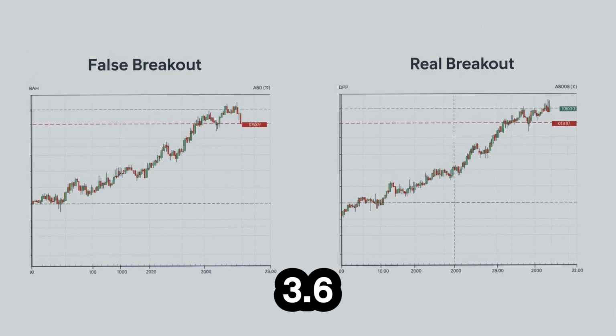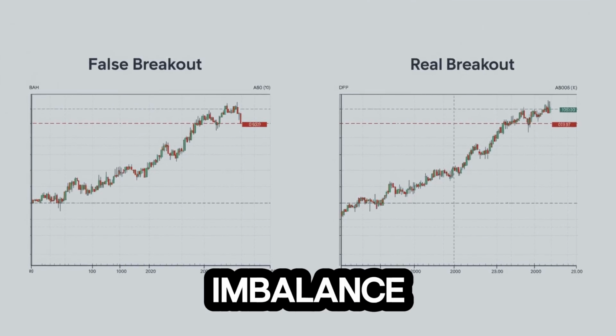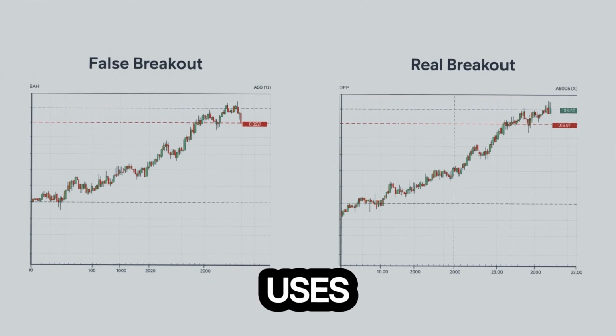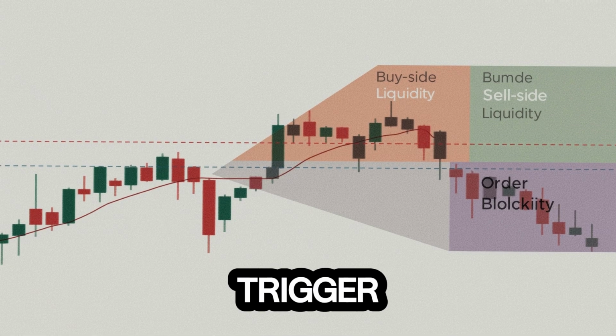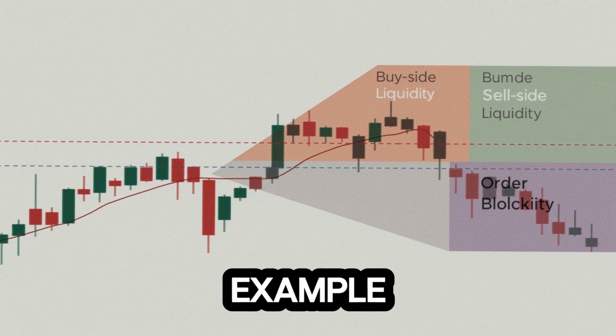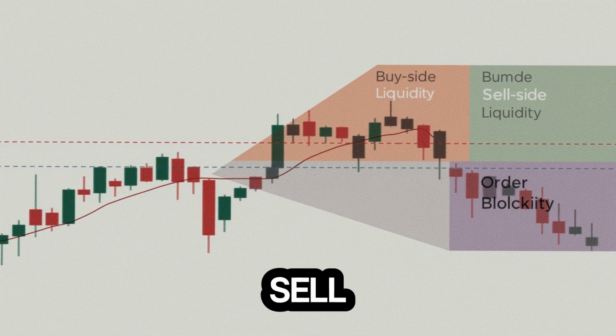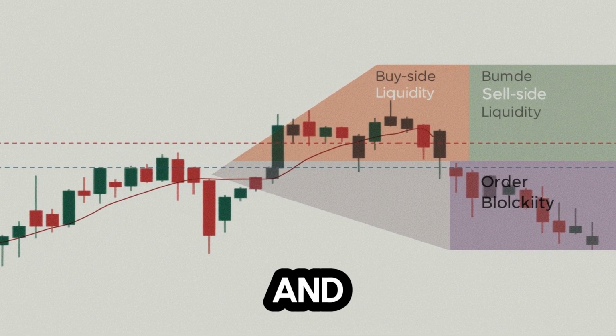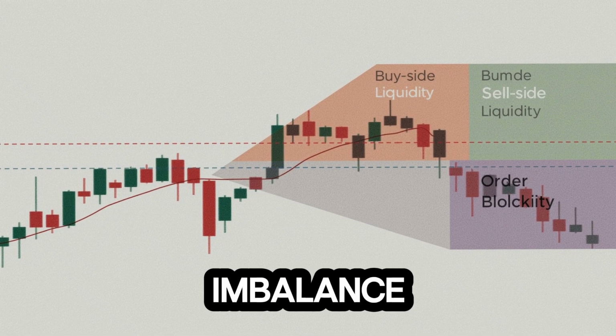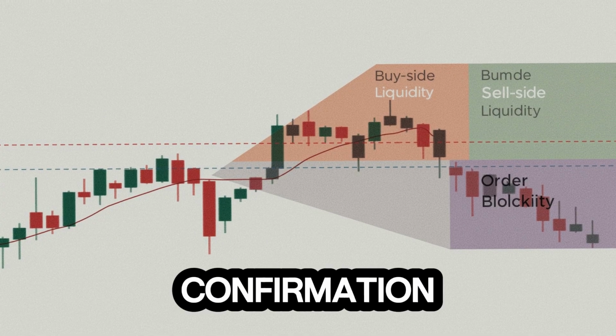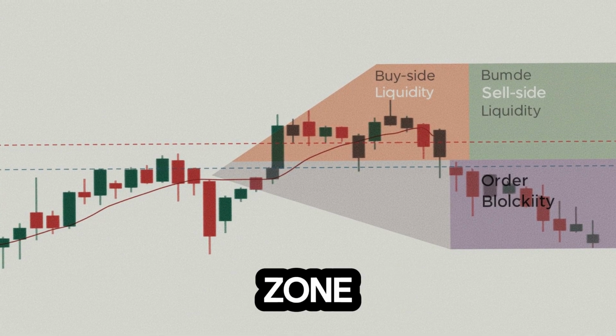Point 3.6. The liquidity grab plus imbalance fill combo. This strategy uses the liquidity zone as entry and the imbalance as target. Example: price sweeps a low, tapping into sell-side liquidity. It reverses and heads back up to fill an imbalance. You buy after confirmation of reversal. Target the imbalance zone as your exit.